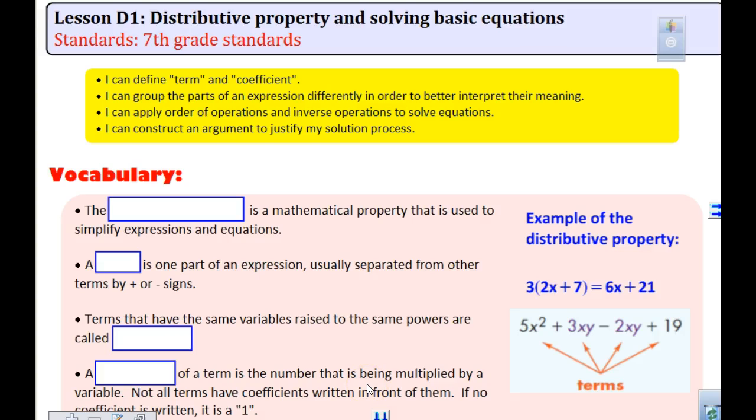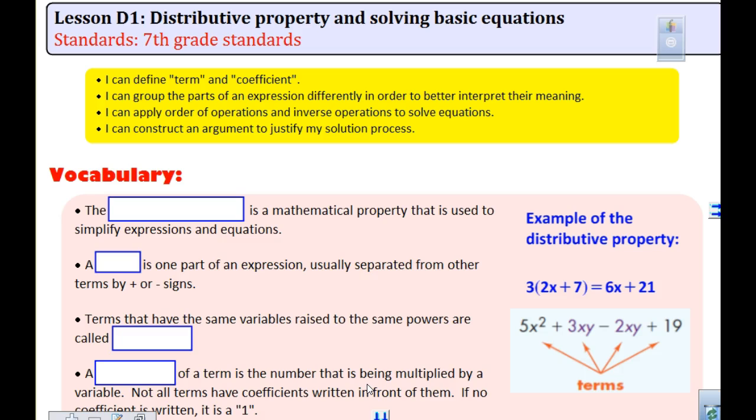Be maybe a little bit of review. And if not, we are going to take a look at this and hopefully go through and it'll make some sense. So it says blank. If you look at the I can statements first at the top, so I can define what a term is and a coefficient. We're going to go through that today.